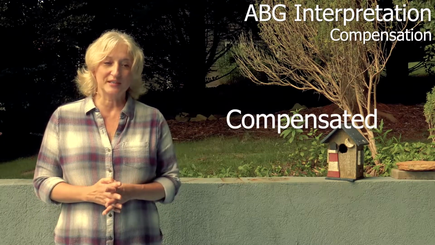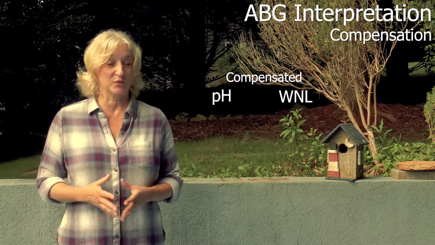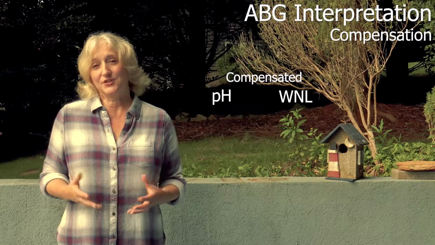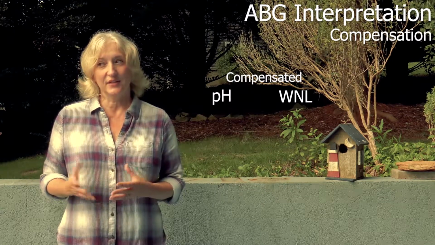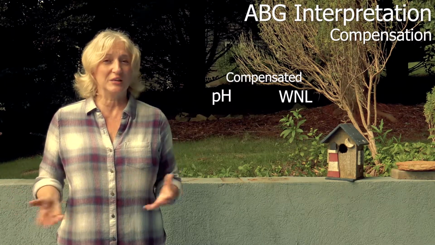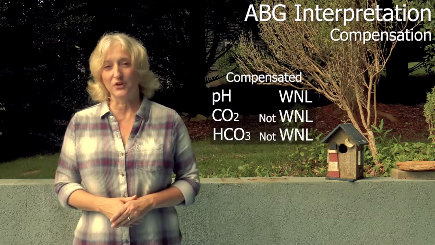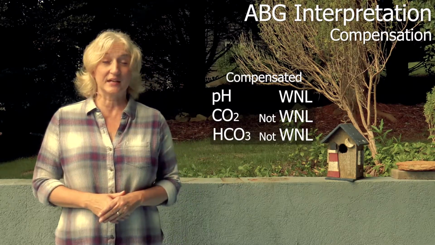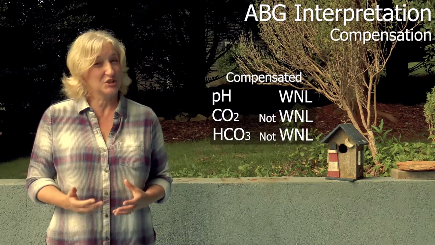Now, compensated blood gas only means that the pH is within normal limits. So if the pH is normal, why wouldn't I say that it's a normal blood gas? Well, it's because the CO2 and the HCO3 are not within normal limits, so it's definitely not a normal blood gas. Just the pH is.